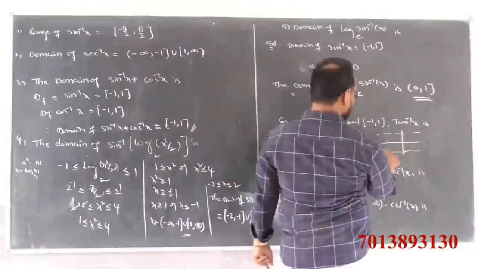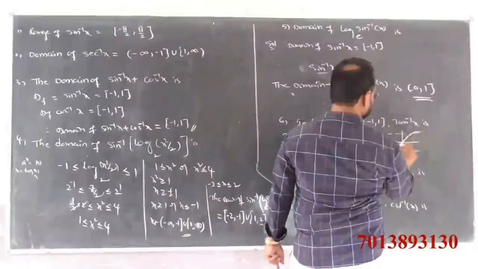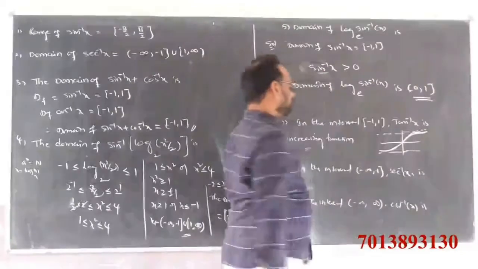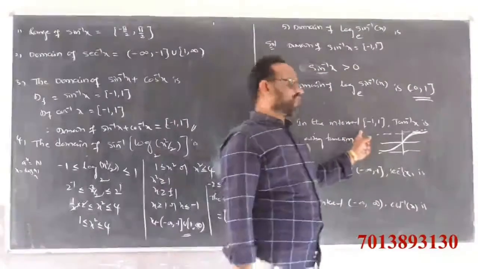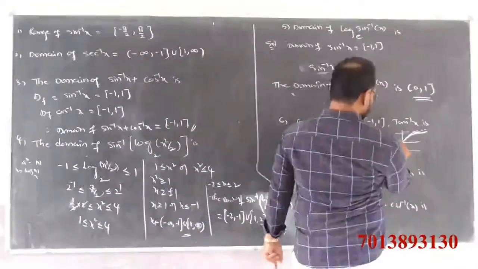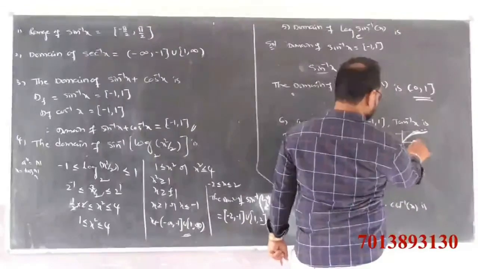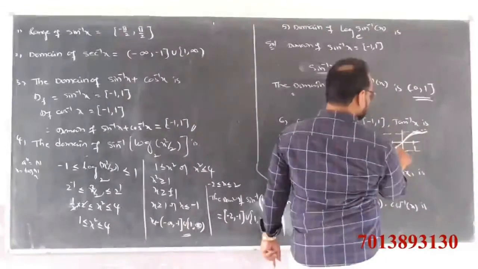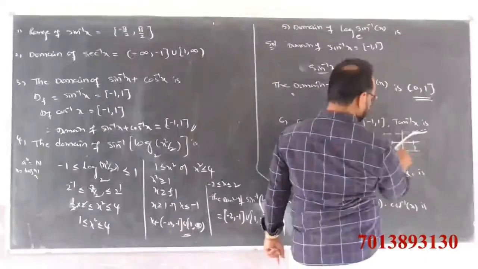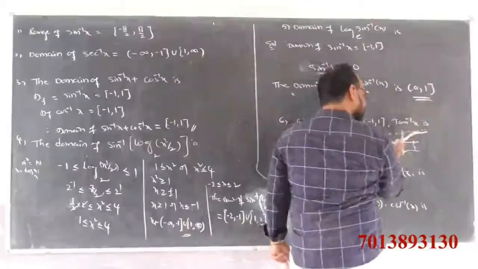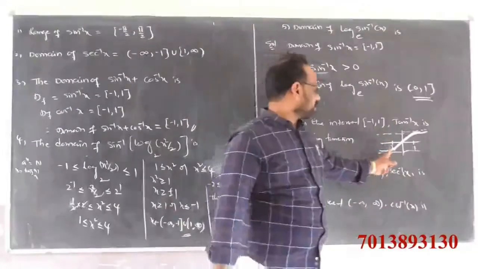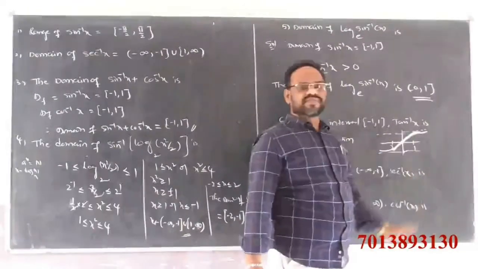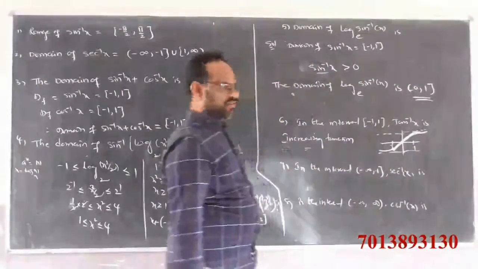What is the graph of tan inverse of x? This is the graph of tan inverse of x. So in the interval minus 1 to plus 1, if you take this as minus 1 and this as plus 1, clearly the function tan inverse of x is an increasing function.